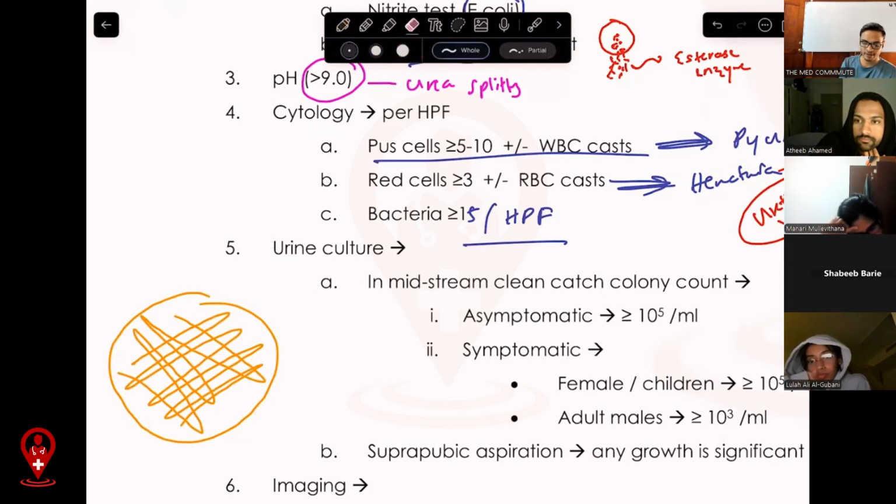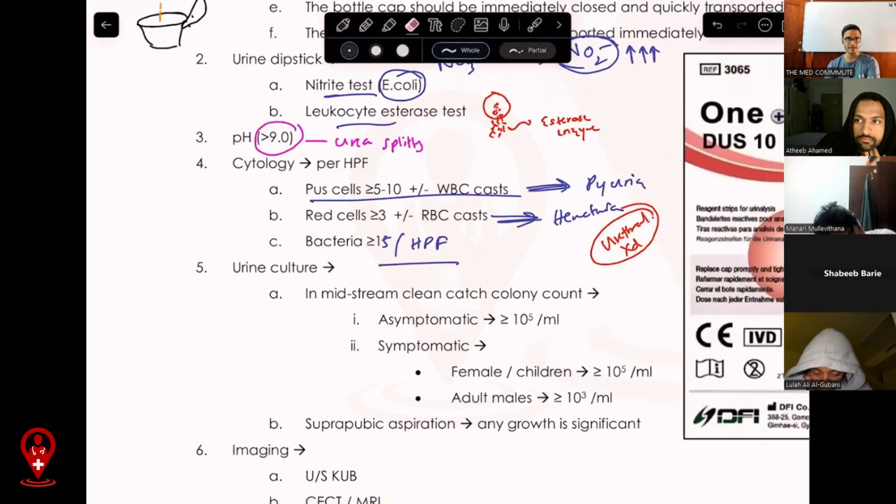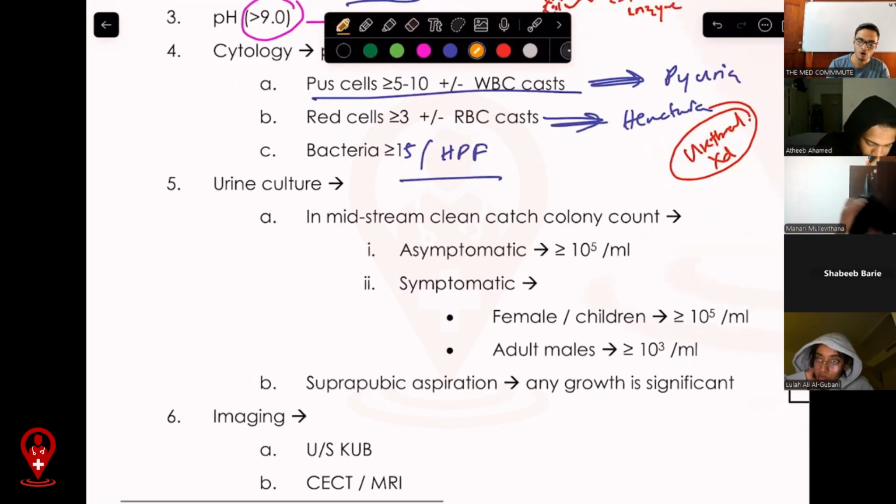We take from the midstream clean catch and we inoculate it and keep for an amount of period for that specific organism and the specific culture medium, and we look at the result. Here, guys, we are going to look at the colony counts. Now, this culture is the gold standard for diagnosis. If we are looking at the midstream clean catch colony count, we are going to look at what we call colony forming units, CFU.